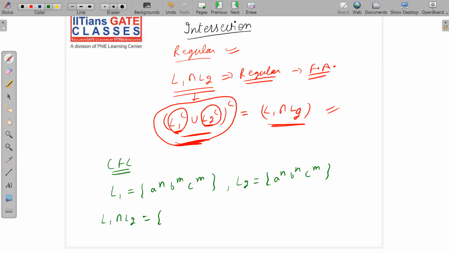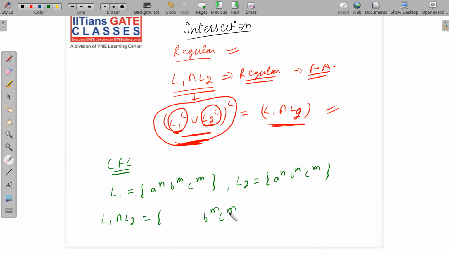So in L1 intersection L2, I want B and C to be the same. Why do I want B and C to be the same? Because if B and C are not the same, then L1 intersection L2 means what? Common to both. Strings which are common to both the languages will be in L1 intersection L2.